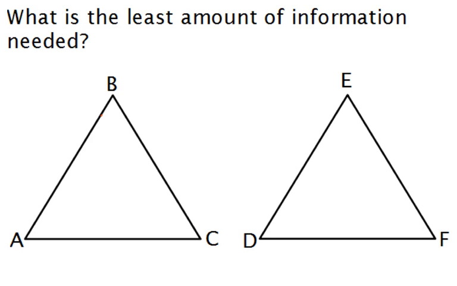Okay, so first thing we're going to talk about is, what if all three sides were congruent? Even if we didn't know anything about the angles, what if all three sides were congruent? Would that mean the triangles have to be congruent?